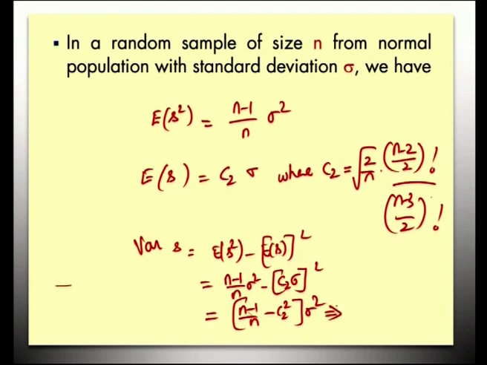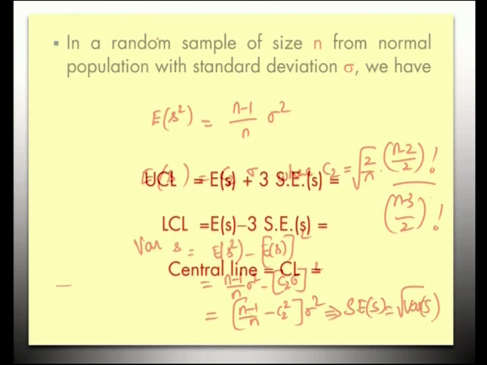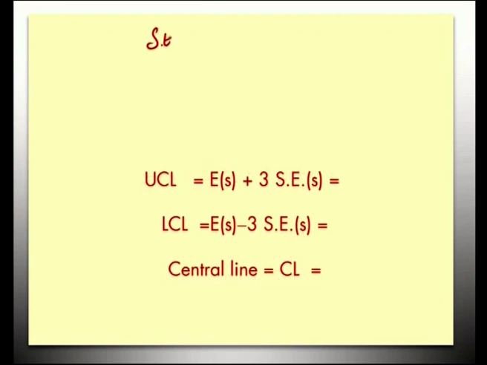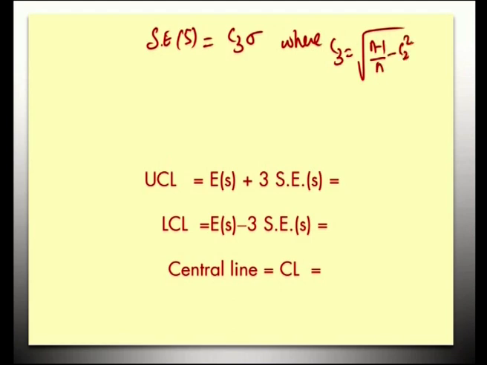This implies standard error of S is equal to root of variance of S. So, standard error of S is equal to C3 sigma, where C3 is equal to root of (n minus 1) by n minus C2 square.